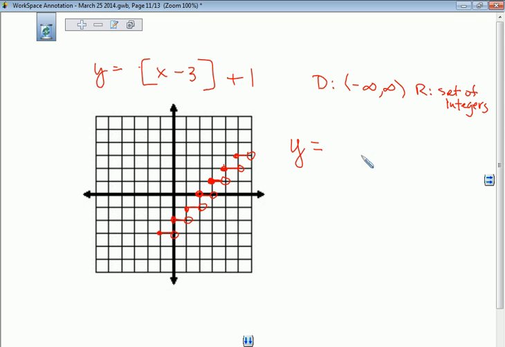Who's got another one for me? All right, Tardy. y equals bracket x bracket minus 2. Beautiful. So he had to start right here. It gives the same graph, doesn't it? Who's got another one?